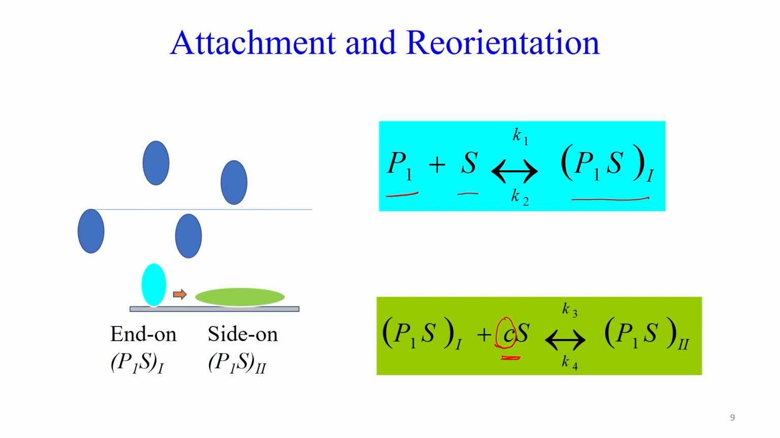So, it will require some extra fraction of the surface C, yes. Now, here again you can think of either reversible or irreversible. If it is reversible, we will have K3 and K4. If it is irreversible, we will have only K3, and it is now going to the P1S2 conformation or the side-on orientation. So, it is coming to the end-on orientation, then going to the side-on orientation. So, these are the two main steps, attachment and reorientation.